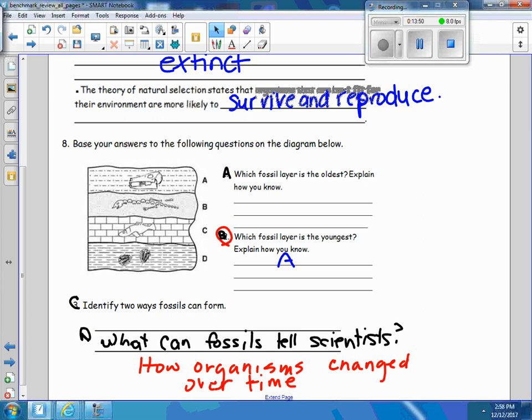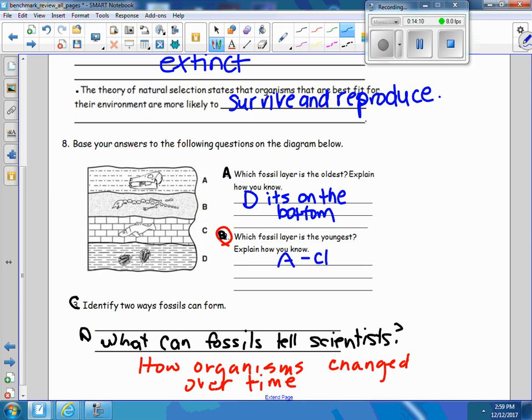Base your answers to the following questions on the diagram below. Which fossil layer is the oldest and how do you know? Which one's the oldest and how do you know, Jill? D, good. How do you know? Because it is the one on the bottom. Yes, on the bottom. There are layers that occurred on top of it. There's other layers on the top. A is the youngest. How do you know? It's closest to the top. It was laid down last.